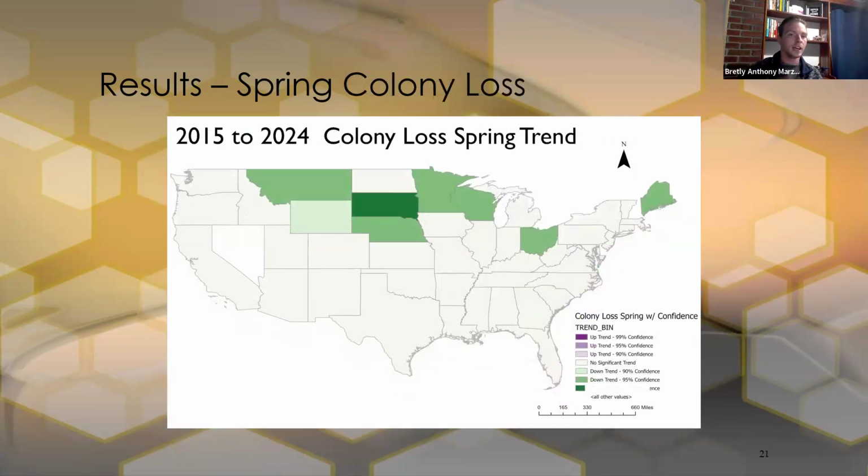And then looking at the colony loss for the spring as well. There are no states that have decreases in the colony loss in the spring, with the exception of Wisconsin. So these states show a pattern of those decreases in colony loss in the winter that aren't there in the spring.